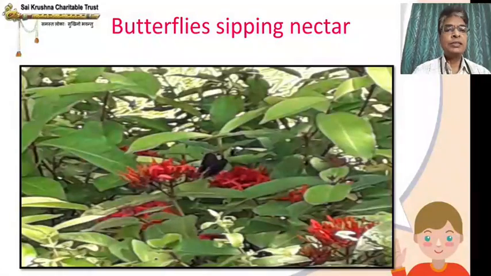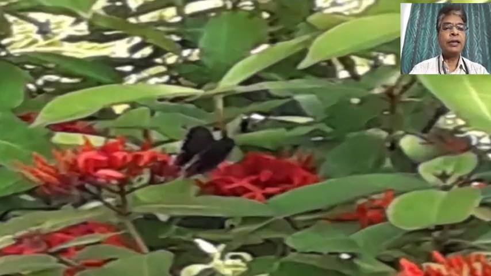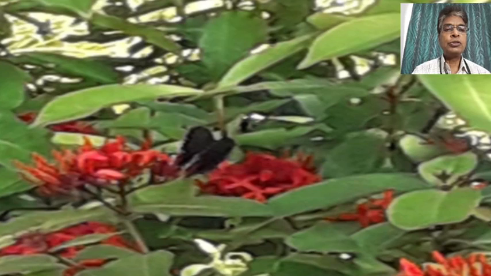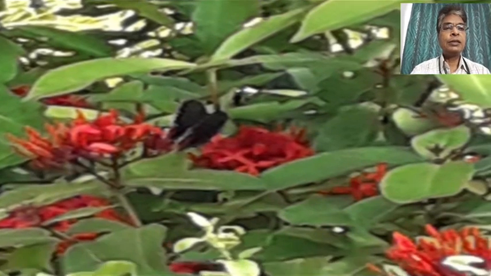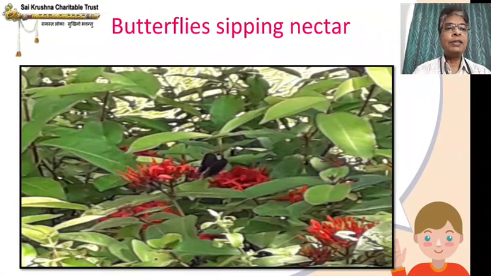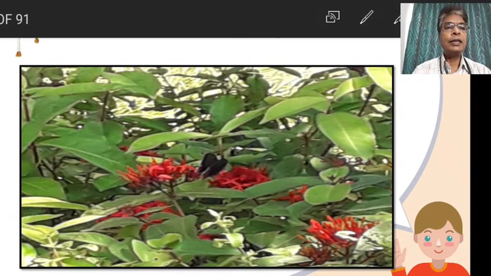The next page, you can see beautiful red flowers, and you can see a small butterfly. I will just expand and show its 2 wings. You can see, correct, those black wings. You can see the wings. What it was doing, it was resting and it was sipping the nectar, correct.